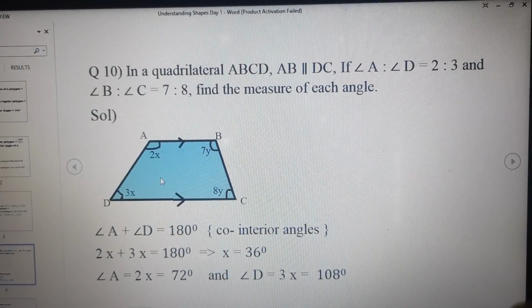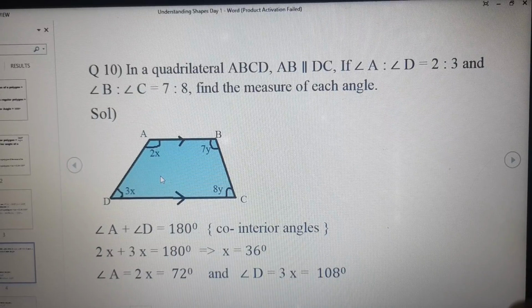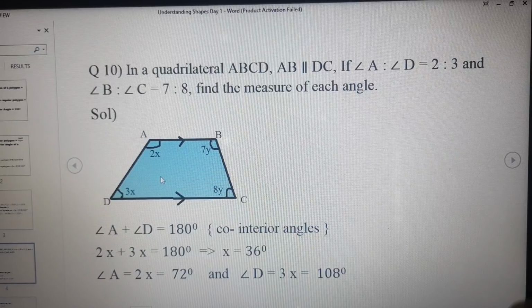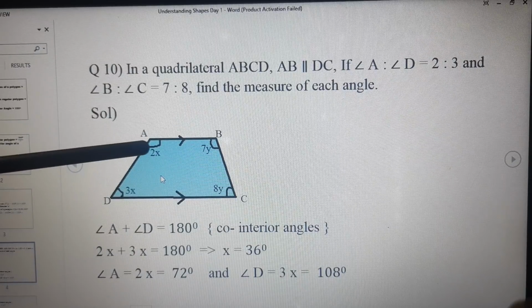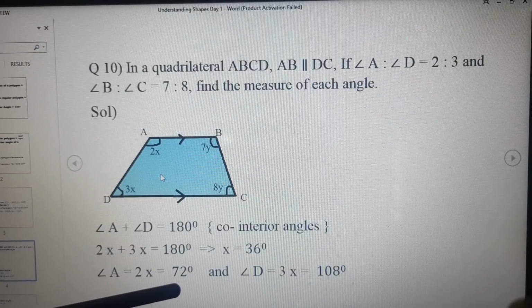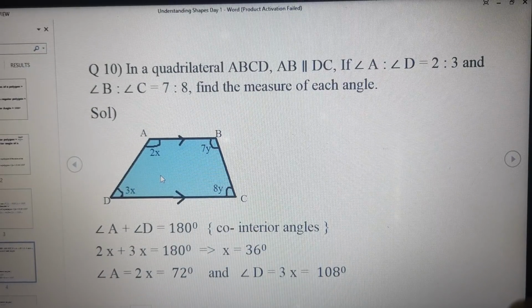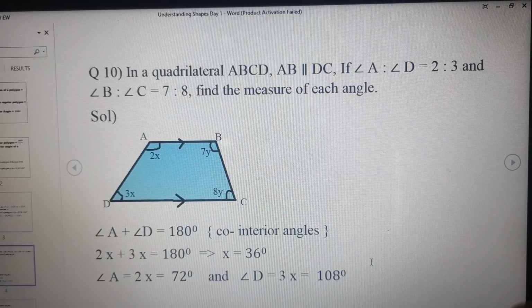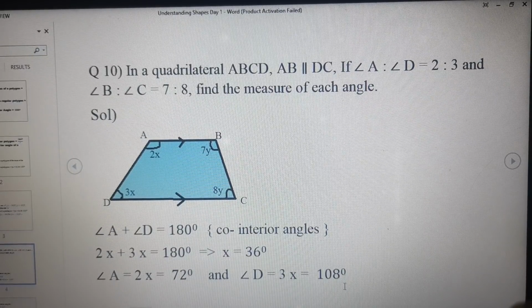So we will get 2x plus 3x is equal to 180. 5x is equal to 180. x is equal to 36 degrees. You will put the values in angle A and angle D. Angle A becomes 2x, that means 72 degrees. Likewise, angle D becomes 3x, 108 degrees.